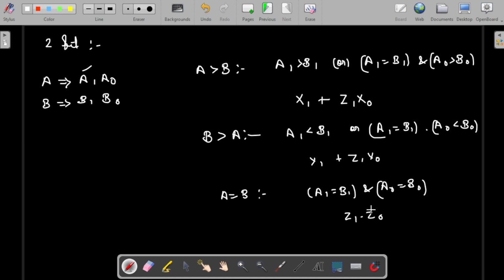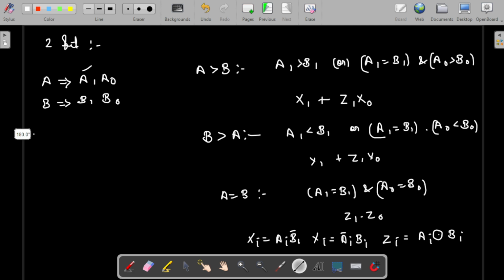Now let's see how we can write this. We know that xi equals ai bi bar, yi equals ai bar bi, and zi equals ai XNOR bi. So let us build a truth table. I am writing the truth table here itself so that we can compare it easily.